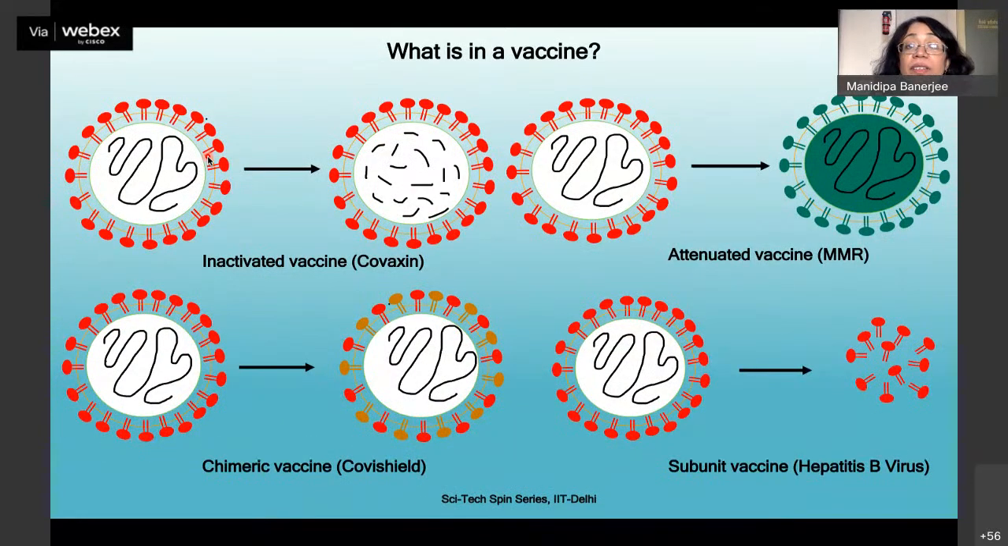And what do we put in vaccines? We can take the virus and inactivate it, which is our Covaxin. We can make a chimeric vaccine, taking the protein from the infectious virus and putting it on a relatively non-infectious virus. This is our Covishield. We can grow a virus in such a way that it looks the same as the wild type virus, the original virus, but is unable to cause disease. This is our measles, mumps, rubella vaccine, and most of you have had it in your childhood. Then there is the subunit vaccine, where we just take the protein from the cells and inject that in people. This is a hepatitis B virus vaccine. So we have all kinds of different types of vaccines available.